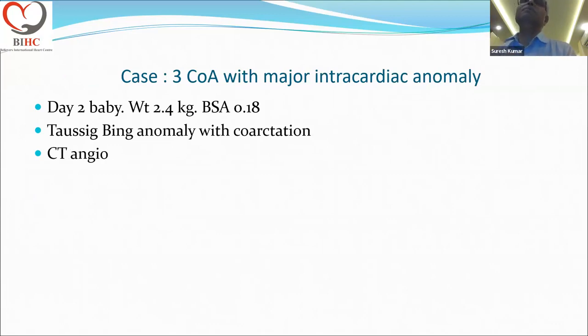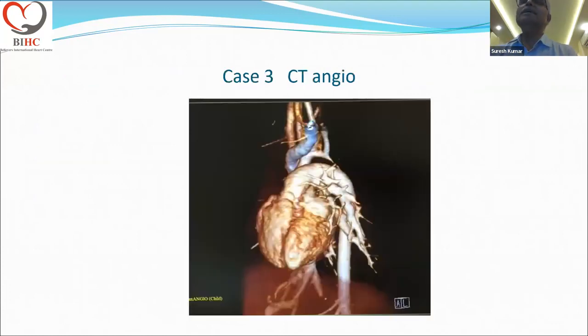So this was a baby, again, which I had seen in Muscat. Day 2 baby, 2.4 kg, with Taussig-Bing anomaly and coarctation. We did a CT angio. You can see that the pulmonary artery is continuing as the ductus and the descending aorta. The aorta is small, and the distal arch and the isthmus is practically atretic.